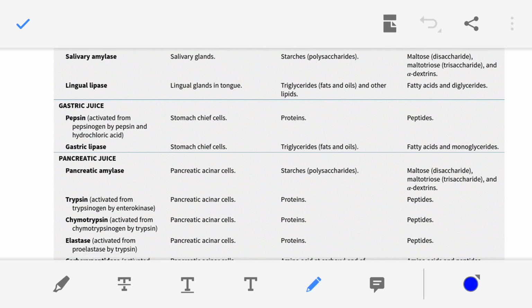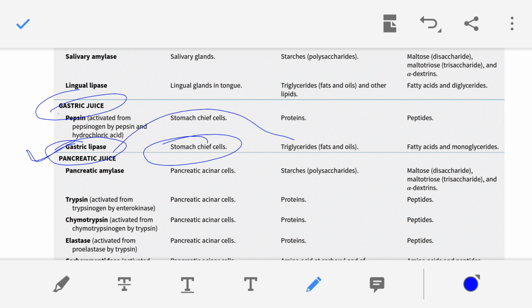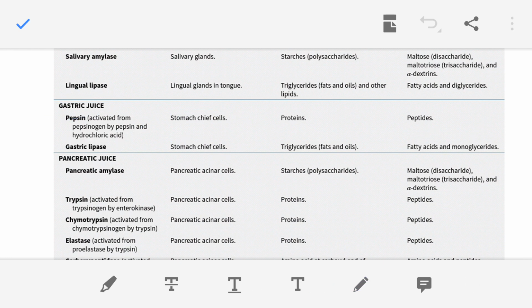Then the chief cell also secretes gastric lipase, the name of the enzyme. Gastric lipase acts on triglyceride, and fatty acid and monoglyceride are produced.